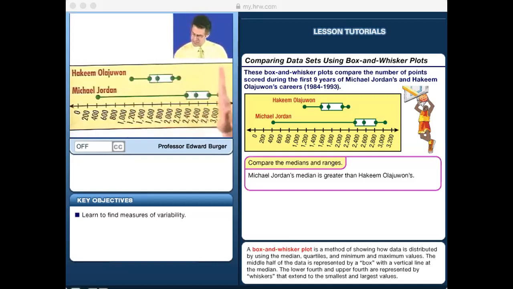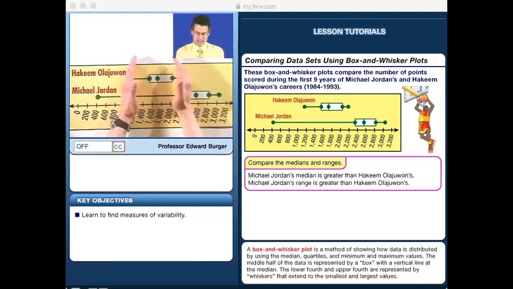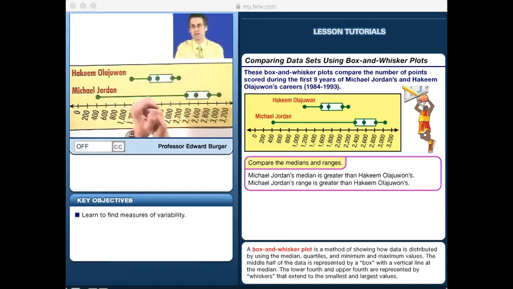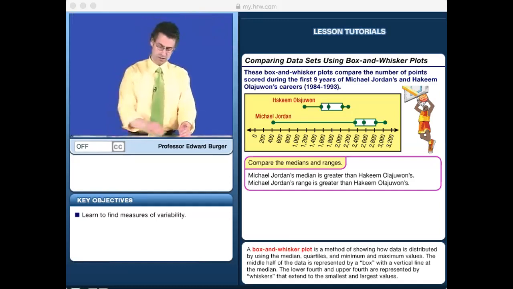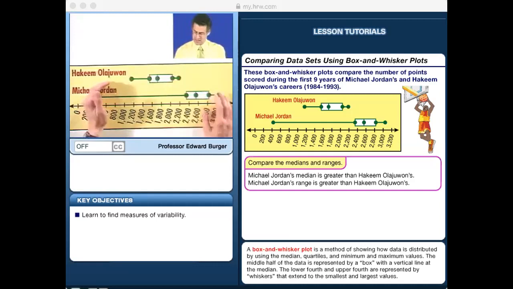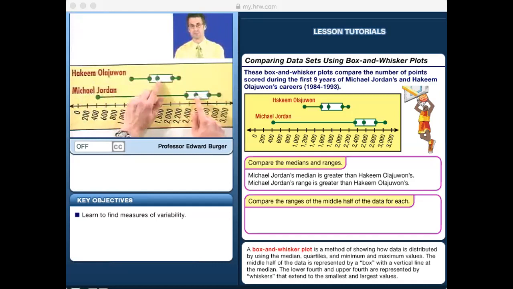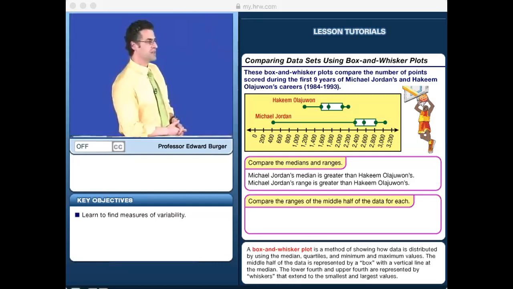Well, the range is the difference from the largest to the smallest. You can see that's a much larger difference than this. So it means that in some sense, Akeem's data is more tightly bunched together. In some sense, there's less variability in his data than in Michael's data. Even though there's lots of variability, it turns out that the middle or the median is higher than Akeem's.